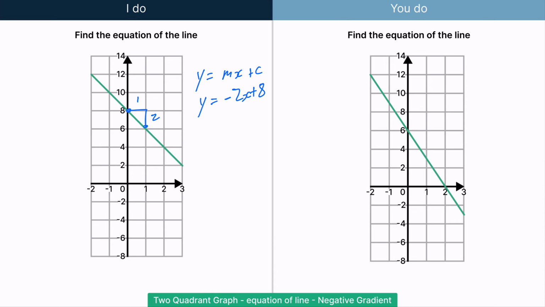And for this one here, we have y is equal to, it crosses at 6. If I pick 2 nice points, that would be that one and that one. Draw my triangle, that is 2 across, 6 this way, that is going to be negative 3x. Because 6 divided by 2 is 3, and because the gradient's negative, you stick a negative sign on it.